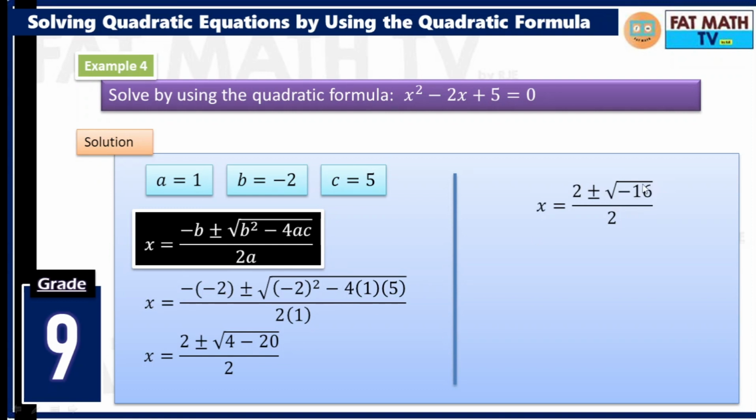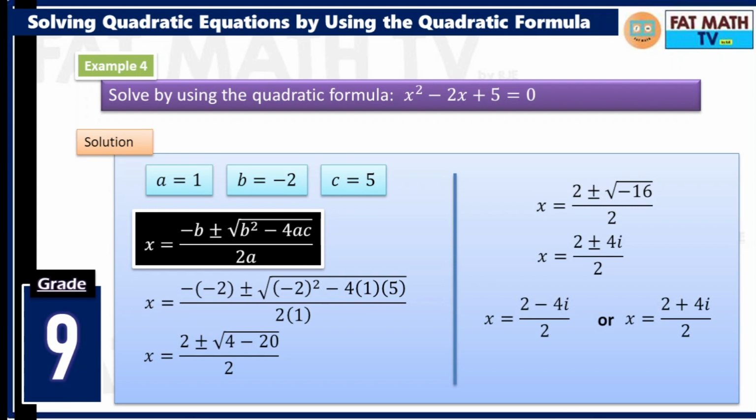The square root of negative 16 is not a real number. So we can say here that the given quadratic equation has no real roots. But if you want to get the complex roots, then we can write the square root of negative 16 as the square root of 16 times the square root of negative 1. That's going to be positive or negative 4i. So 2 plus or minus 4i over 2.